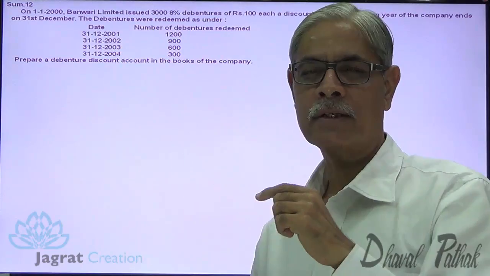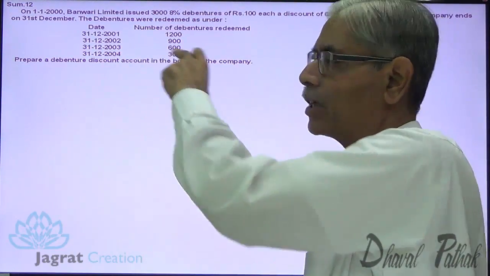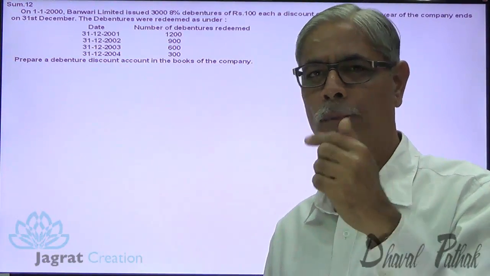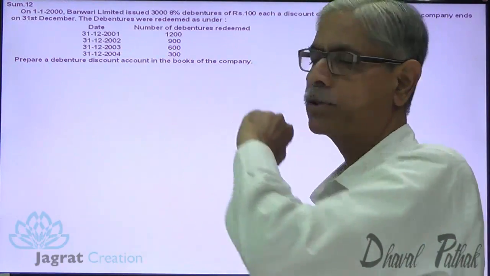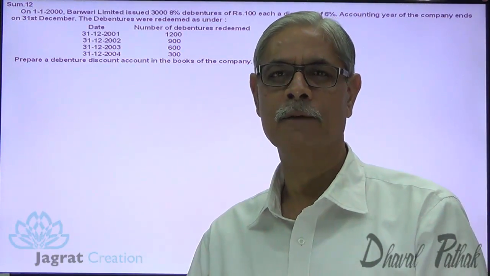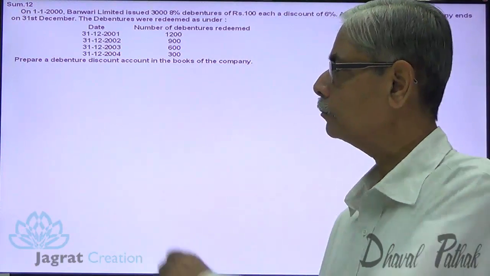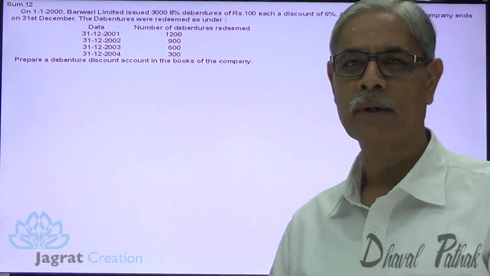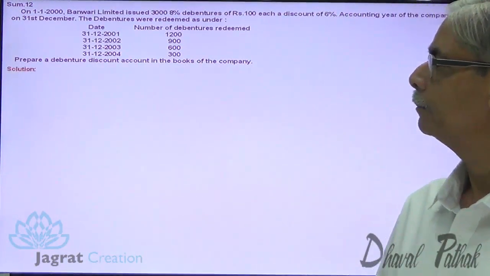The next redemption is after 1 year. Then the next redemption is once again after 1 more year. Then the last redemption is made on 31st of December 2004. Prepare the debenture discount account in the books of the company.